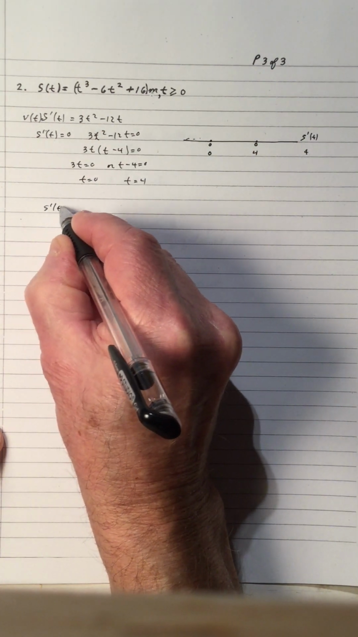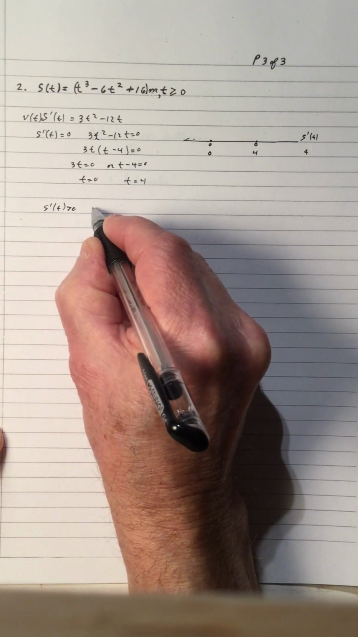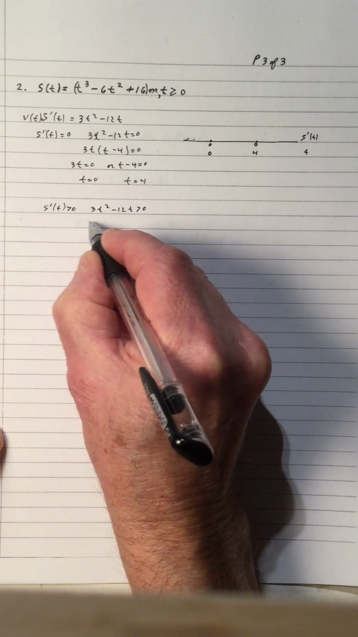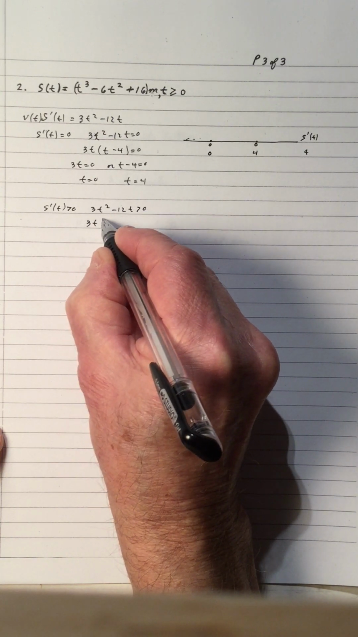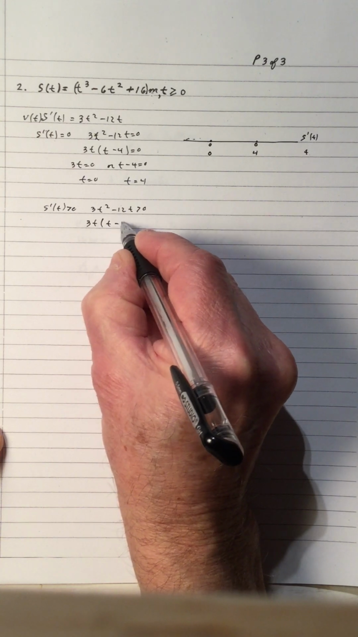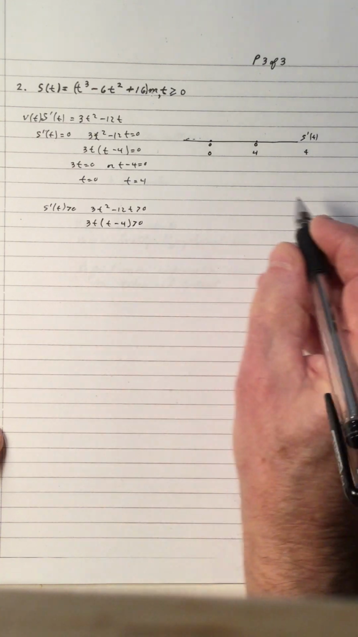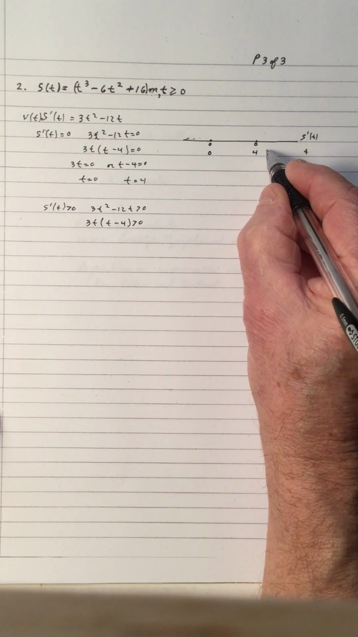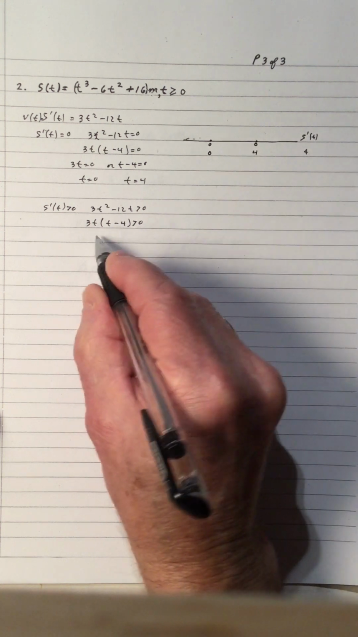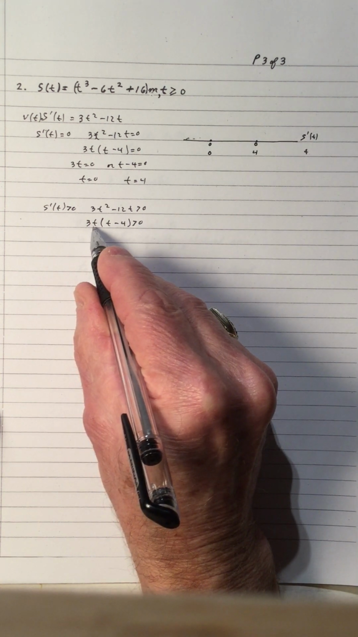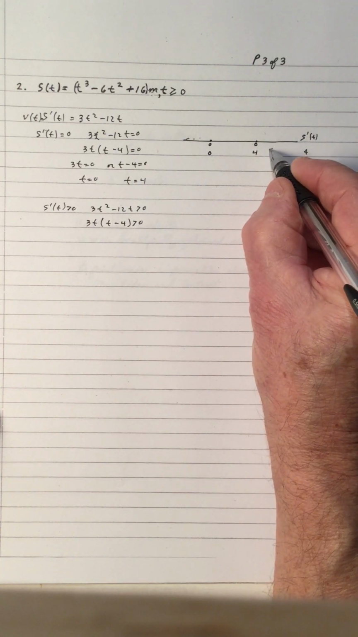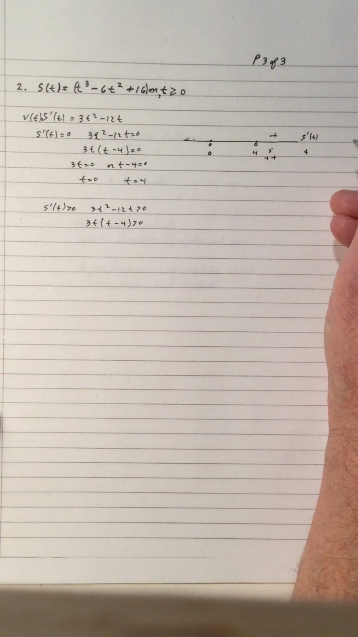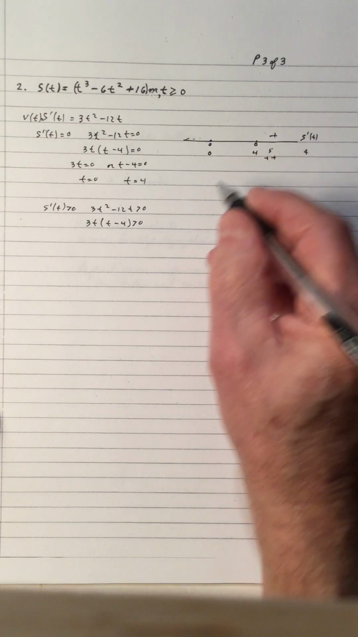Now if we look at s prime of t greater than 0, that means 3t squared minus 12t is greater than 0, so 3t times t minus 4 is greater than 0. If you take 5 seconds and put a 5 here, you get a plus. Put a 5 here, you get a plus. So 5 is giving us a plus and a plus, which means it's greater than 0.